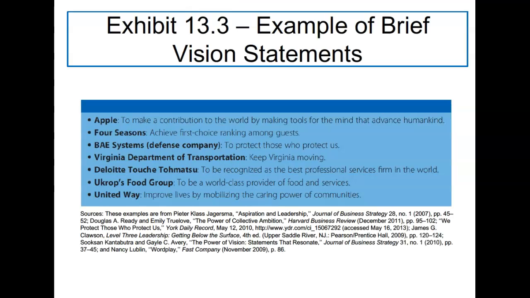Examples of brief vision statements: at the top, we have Apple, to make a contribution to the world by making tools for the mind that advance humankind. And then all the way at the bottom there, United Way, improve lives by mobilizing the caring power of communities. You can see how drastically different those two visions are. But there are some examples.